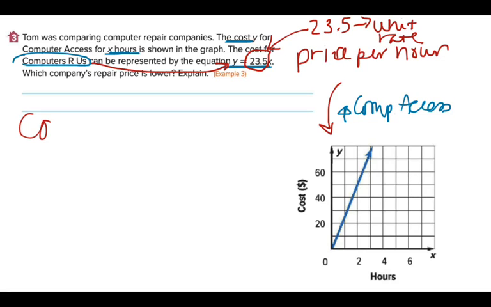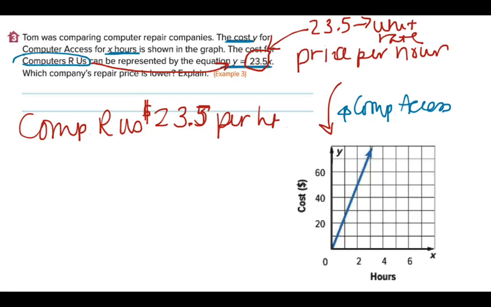So for Computers R Us, it's $23.5 per hour. Because we know that from our graph, or from our equation. That m, the 23.5, is our pattern. It's our unit rate. It's our price per hour.